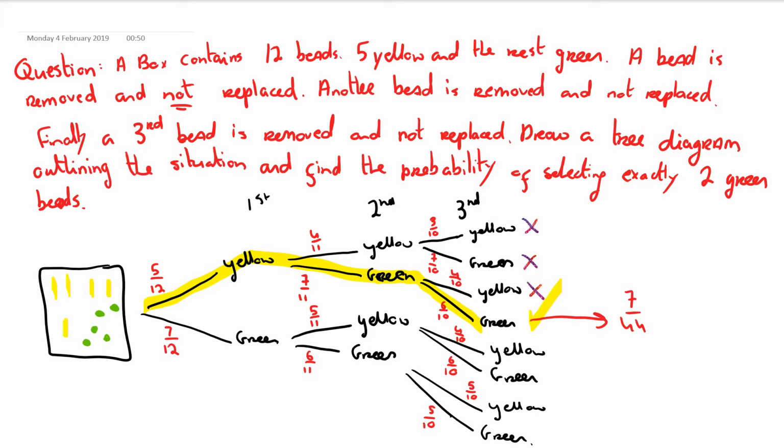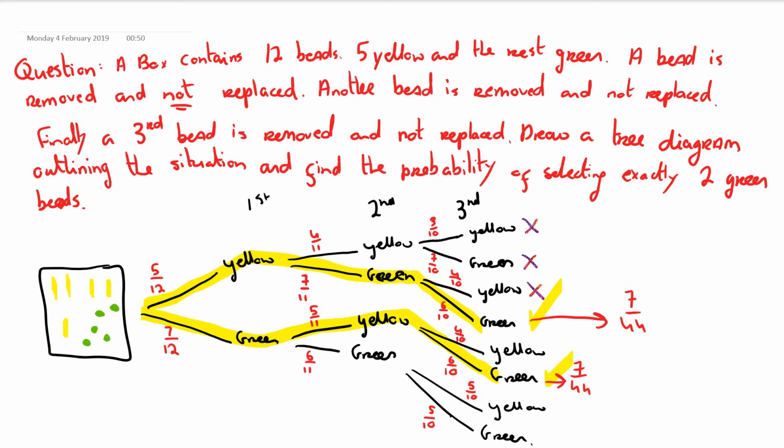Okay, let's see, any other choices of getting 2 greens? I could go green, yellow, yellow, but that's not going to give me 2 greens. I could go a green, a yellow, and a green. That will give me 2 greens. So that would be 7 over 12 multiplied by 5 over 11 multiplied by 6 over 10, and that will also give me 7 out of 44. What's this one?